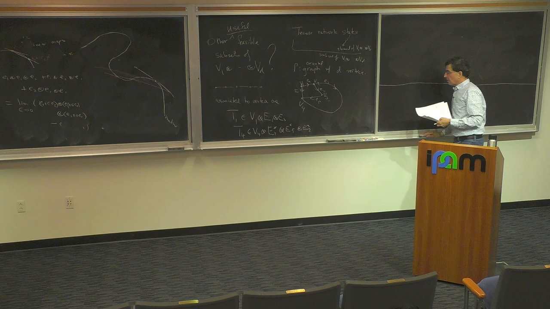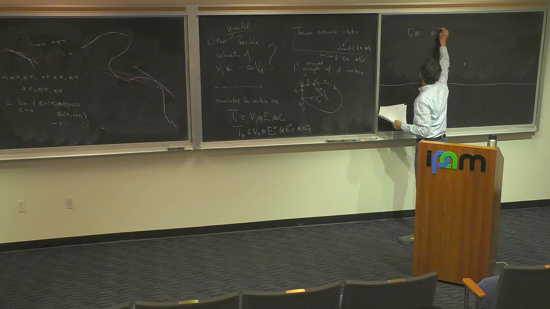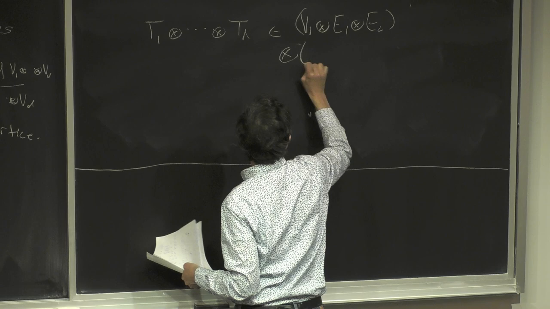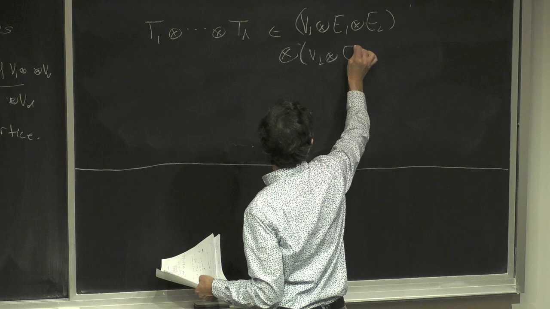And so I have now this T1 tensor tensor TD inside, say, V1 tensor, in this case, E1 tensor E2 tensor V2 tensor, E2 dual tensor E3 tensor E4.